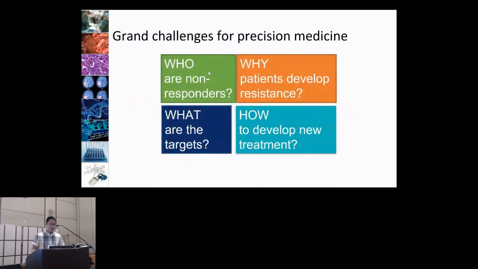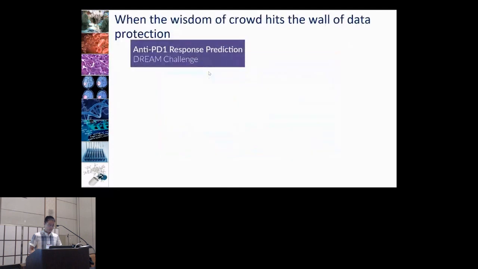That's why, in precision medicine, if we want to fulfill the promise, we have to solve the following questions, summarized into 4 general questions. We have to identify who the non-responders are, and why patients develop drug resistance so easily. From the pharmacological point of view, we also need to understand the target of the drugs. And with all the knowledge that we have accumulated, hopefully we can develop a more effective cancer treatment.